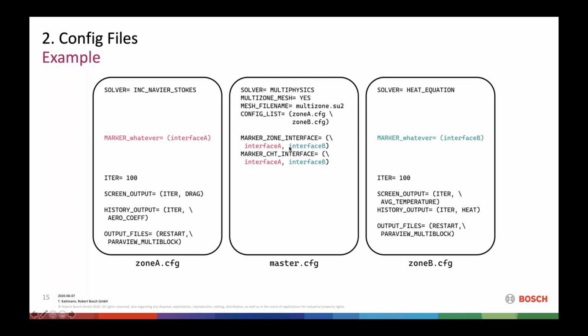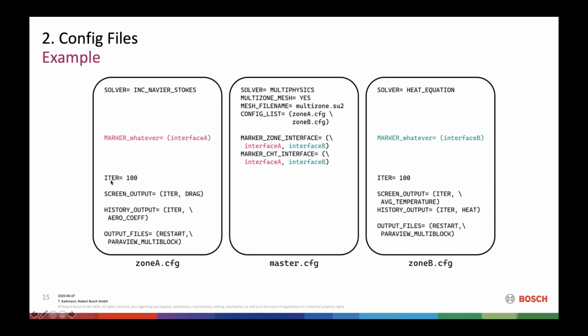In case of a CHT simulation, we also have to set marker CHT interface and use the same markers here. For other physics, for example for FSI or for fluid cases, I advise you to either look into the tutorials or into the test cases to see how that is handled specifically there. And we are also going to delete the marker for the interface from the zonal config files.